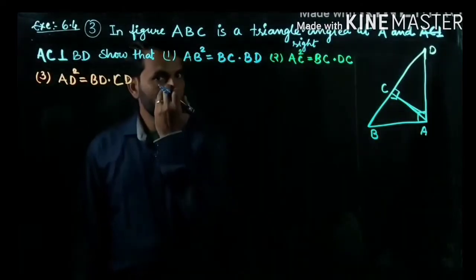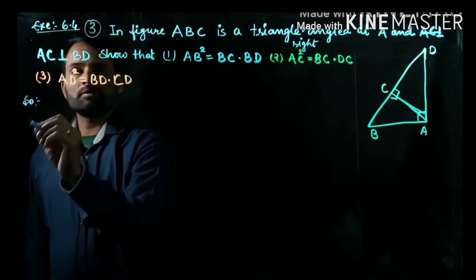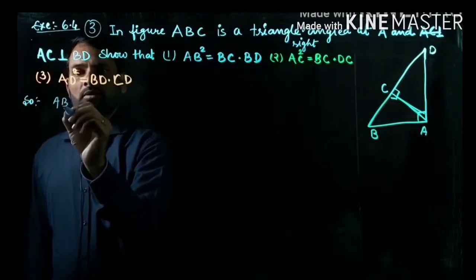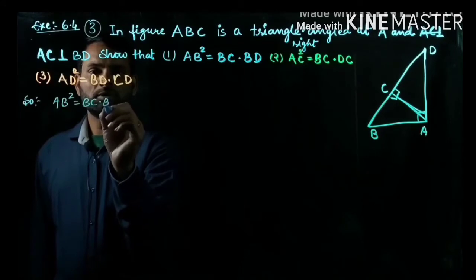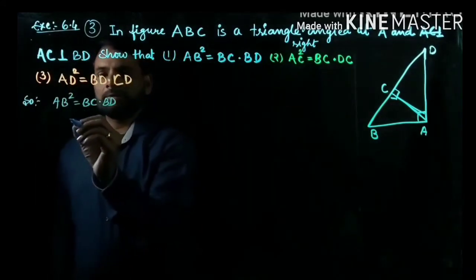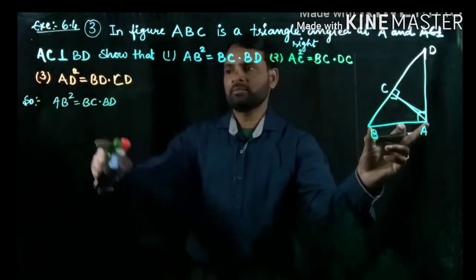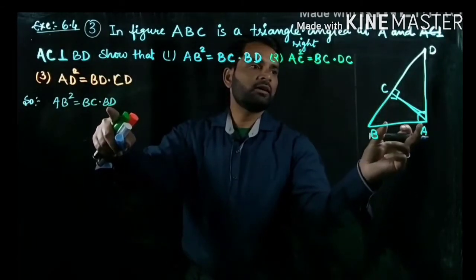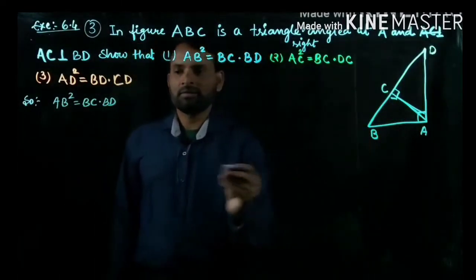Similarly, first we solve that. Solution of the first: AB square is equal to BC into BD. Now we solve. You see AB. Where is AB? This line segment AB is used two times, and BC in this, and BD. Where is BD? B to D. It means we use two triangles.